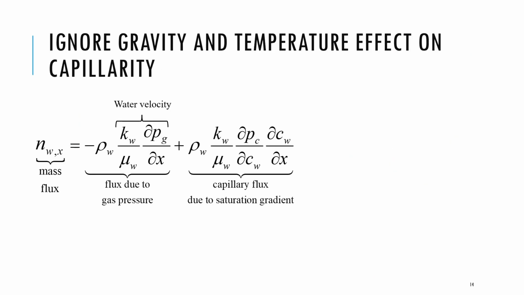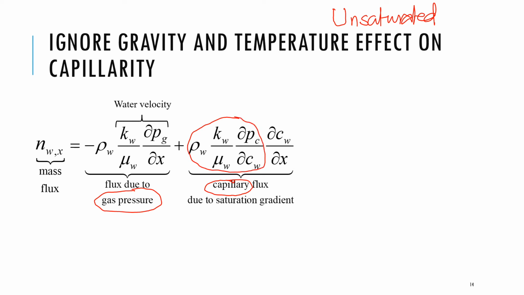So the mass flux for unsaturated flow, that's very important. This discussion is about unsaturated flow. So the mass flux can be written as due to gas pressure and due to capillary pressure. However, we just showed that the capillary flux can be rewritten in terms of some quantity on the left, which can be thought of as capillary diffusivity times concentration gradient.